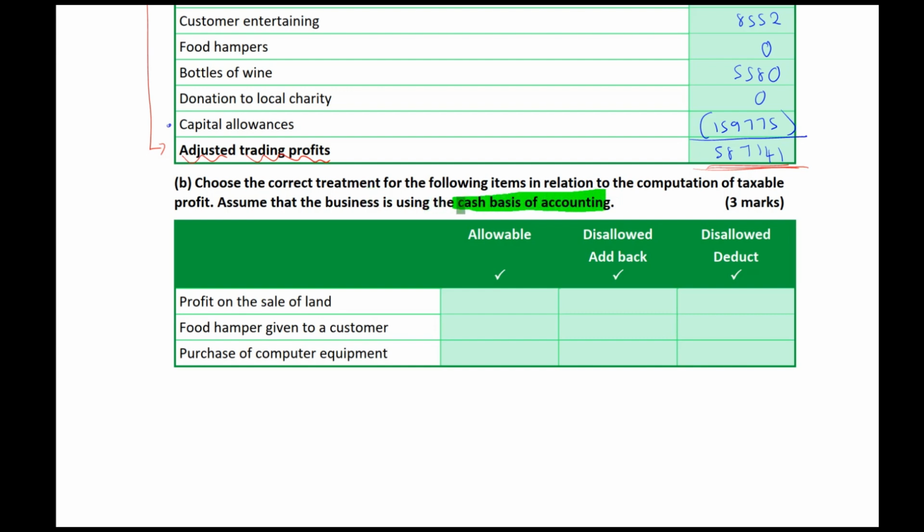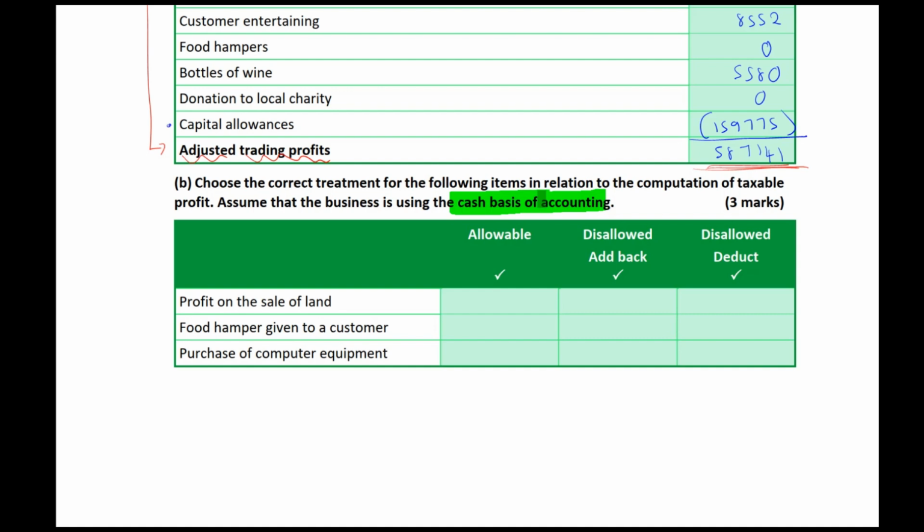So this business is using the cash basis of accounting, which means that their profit needs to be based on cash in and cash out. So they need to adjust for anything that's not cash in their profit and loss. It shouldn't be there. They're going to be assessed on the cash profit, not the accounting profit using the accruals basis.